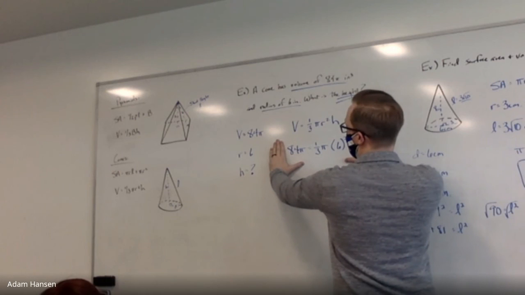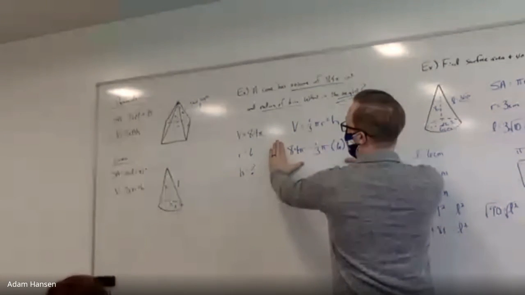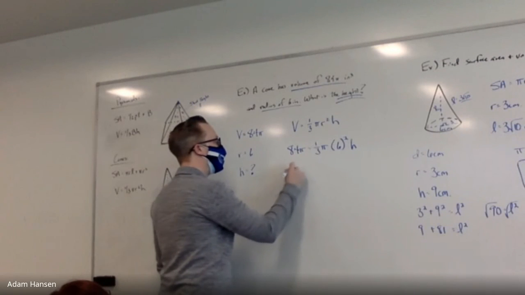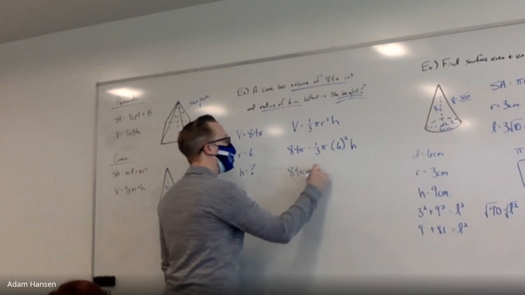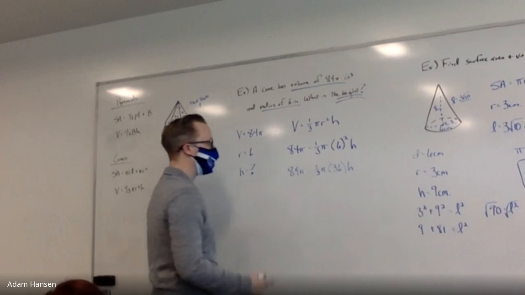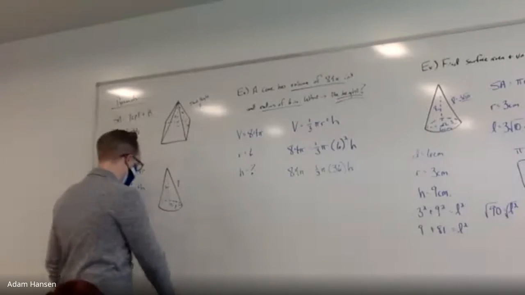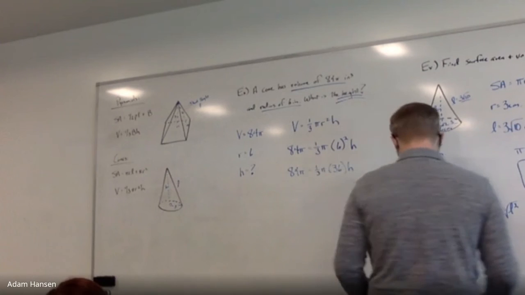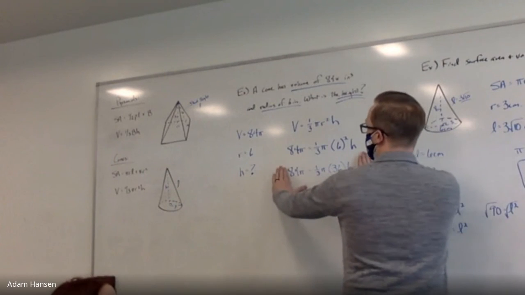So 6 squared would be 36. Let's bring this down. 84 pi equals 1/3 pi times 36 times the height h. Keep simplifying this right-hand side. Shayla, what did I do next?